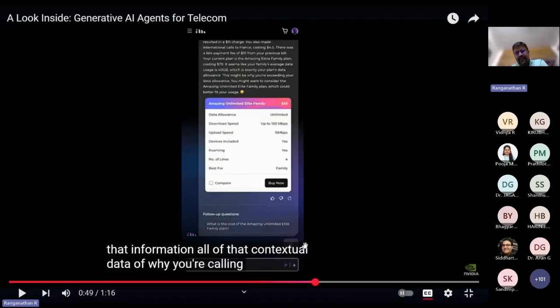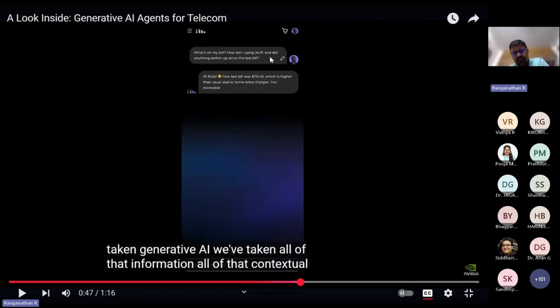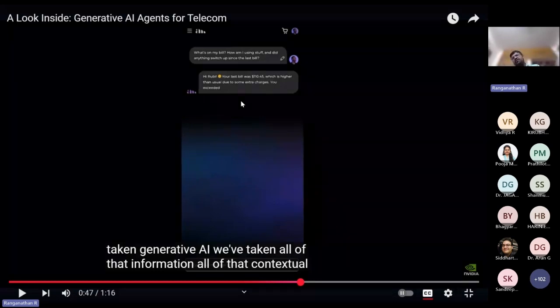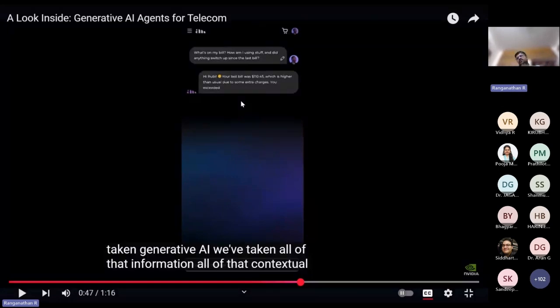As you can see in this case, there was a query that says, what's on my bill? How am I using stuff? And did anything switch up since the last bill? It is instantly giving a response, and looking at the knowledge repository, it is able to tell based on the data on which it is trained. So this is the actual inferencing, right? Based on this prompt, how it is able to respond. That's what we call inferencing.